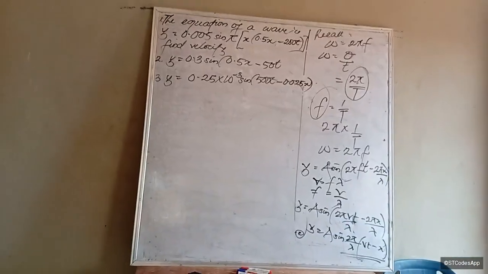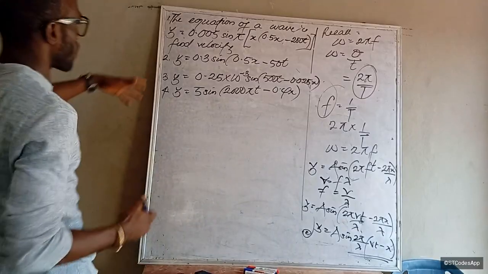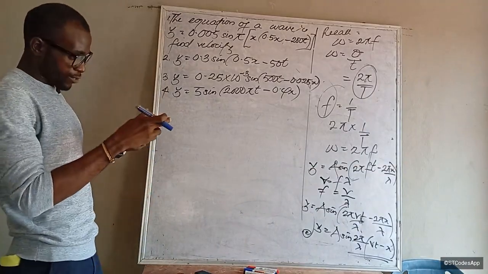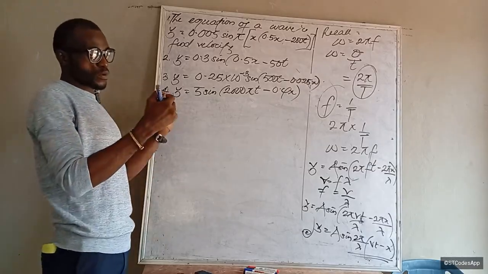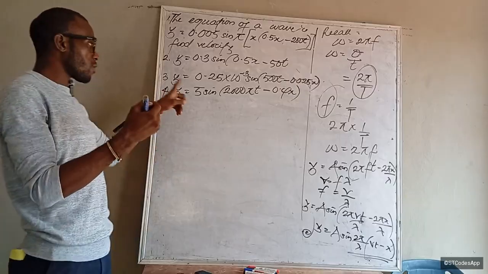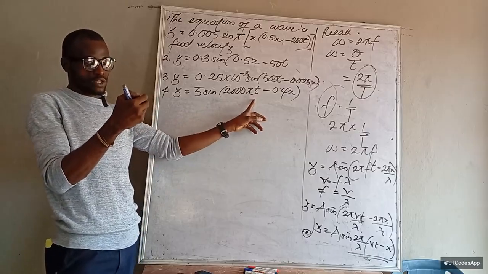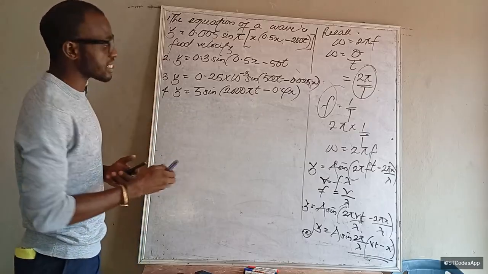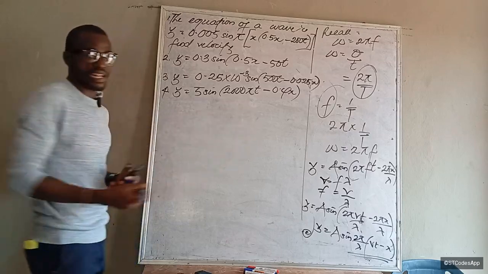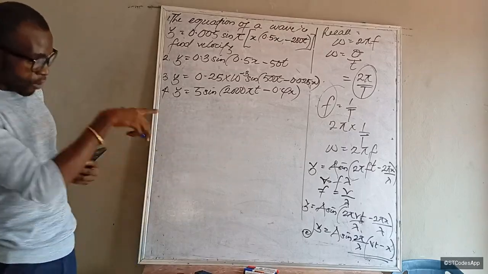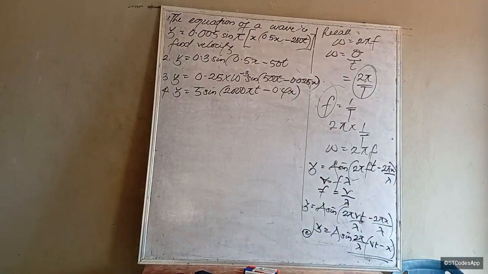So we have to solve these four questions. All right, the last one I picked is in question 48. It says, given the progressive wave equation, y equal to 5 sine (2000 pi t minus 0.4x), calculate the wavelength. Now, it says you calculate what? The wavelength. Which of these forms of the equation does this look like? Which form?